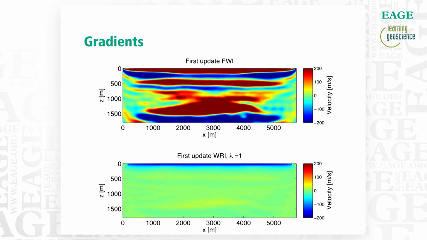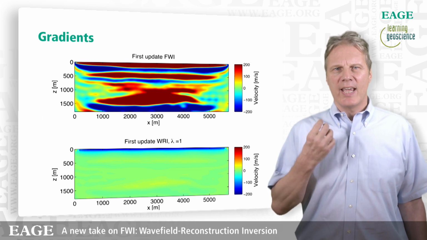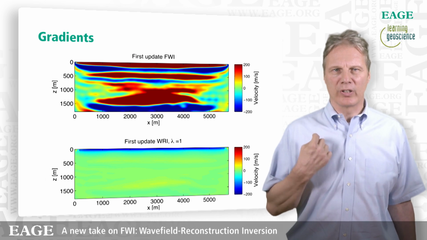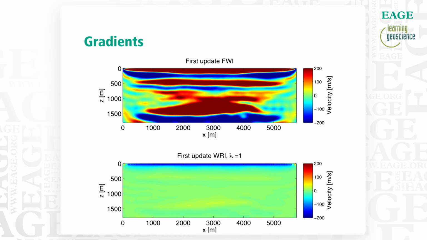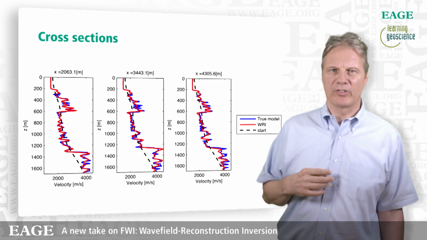And the reason for this is that if you look at the first gradient, for instance, you can see that the first update on the top for FWI is pointing in the wrong direction. The starting model is wrong, it's cycle skipped, and it's basically painting itself into a corner and will never be able to escape that. Whereas the first update for WRI at the bottom is in the correct direction and is a good start for the inversion procedure to progress towards a good answer.